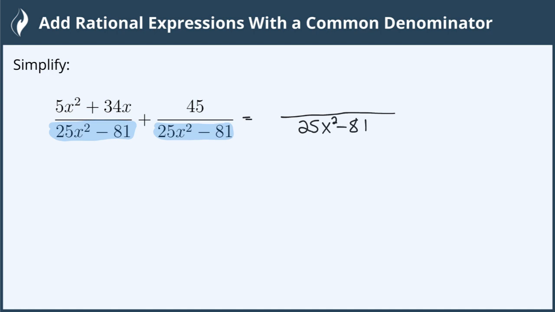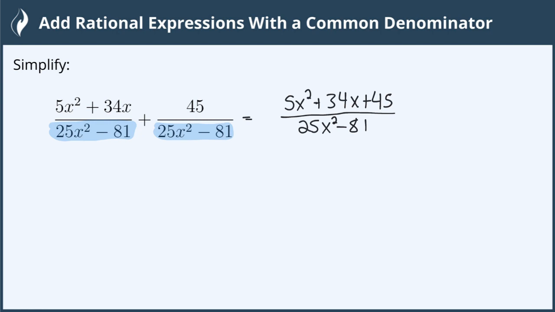And on the top, we're just going to add the components. There aren't any like terms, so it becomes 5x squared plus 34x plus 45. Now, from here, we're going to want to see if it can be simplified at all. To do that, we're going to need to factor both the numerator and the denominator. Let's start with the numerator.